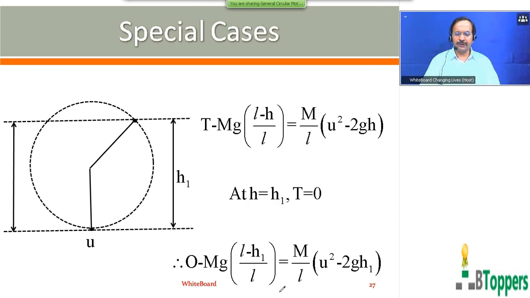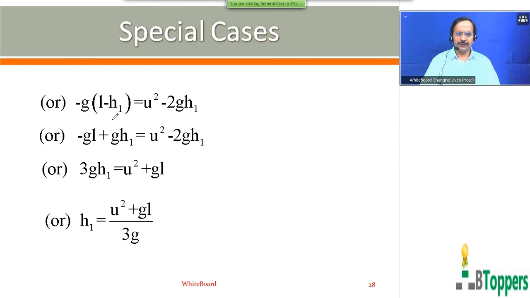Next I am going to show the continuation for this. You can cancel m by L on both sides. Get minus g into (L minus h1) equal to u square minus 2gh1. This you can simplify as explained earlier. So you get h1 equal to (u square plus gL) by 3g. Come on, take a pause and finish writing the notes up to here.